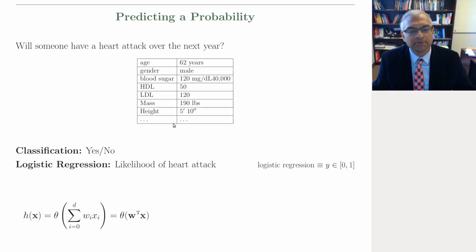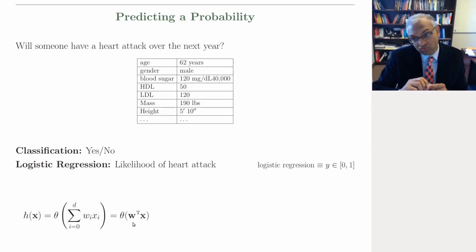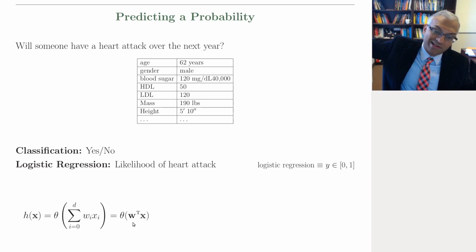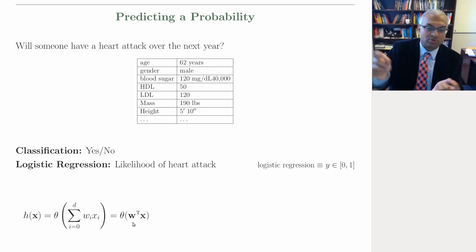So how do we do this with the linear signal? We take the linear signal, which is W transpose X, and we pass it through a function, a sigmoid, what we can call a logistic function, which takes the signal W transpose X and transforms it smoothly into a real number from 0 to 1. So when W transpose X is very small, close to negative infinity, you're going to output 0, and when W transpose X gets very large, you're going to output 1, and then it's going to smoothly interpolate.